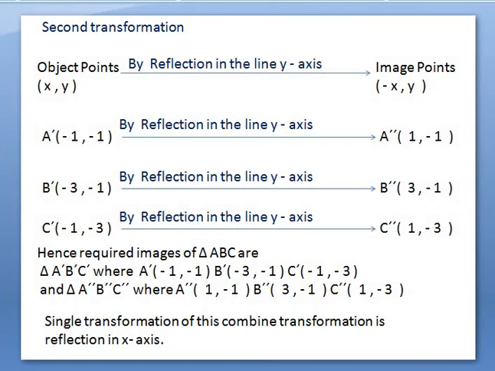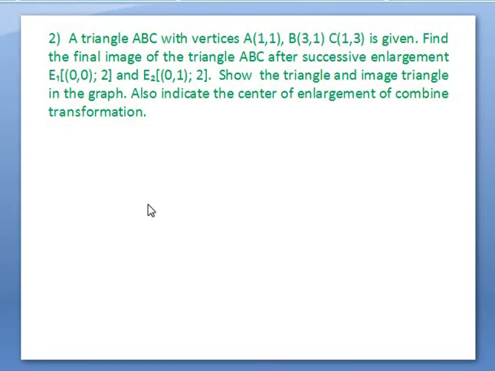Now let's see another question. Question number 2. A triangle ABC with vertices A(1, 1), B(3, 1), C(1, 3) is given. Find the final image of the triangle ABC after successive enlargements E1 and E2, that is, E1[0, 2] and E2[0, 1/2]. Show the triangle and image triangle in the graph, and also indicate the center of enlargement of the combined transformation.